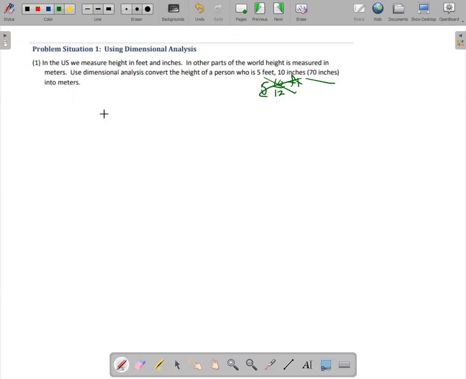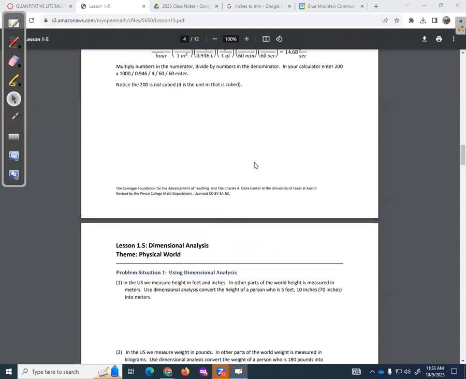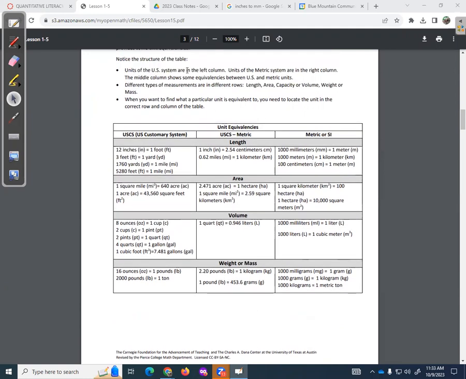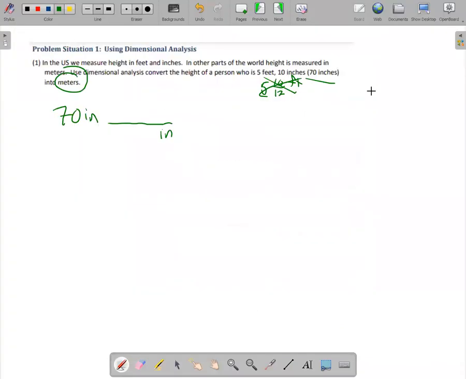70 inches is better. Okay, so starting with 70 inches, I need to look back at my table to find a way to get rid of inches and move towards meters. And let's see, what does the table tell us? What do we got? I have inches to centimeters and miles to kilometers. So I think inches to centimeters is probably the best bet for a start here. And again, I ask that you do this without Google at first. We'll do Google in a minute.